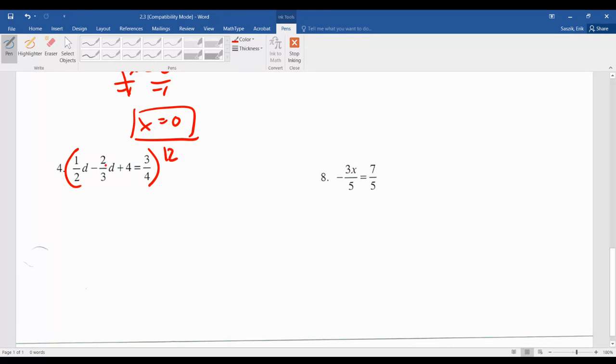So you multiply each term here by 12. Now watch this here. Remember, you multiply by the top and then take the result and divide by the bottom.